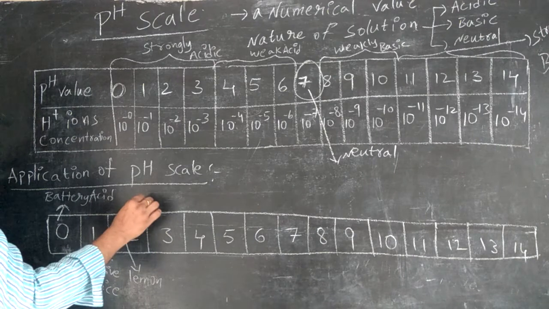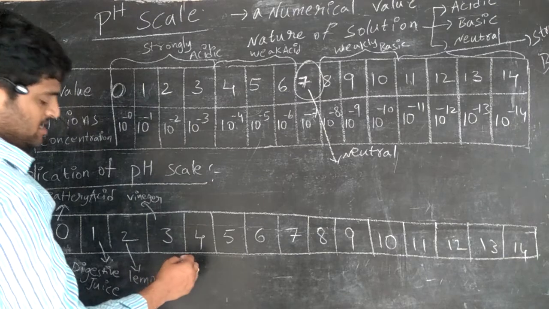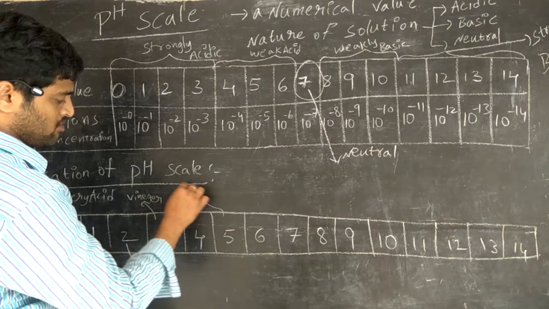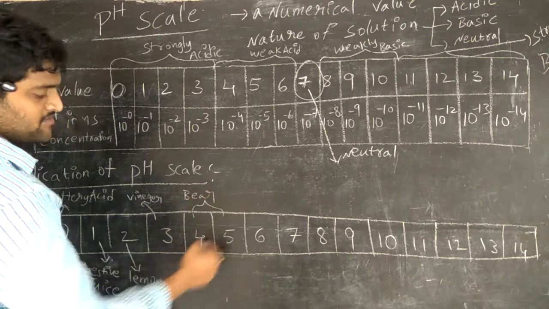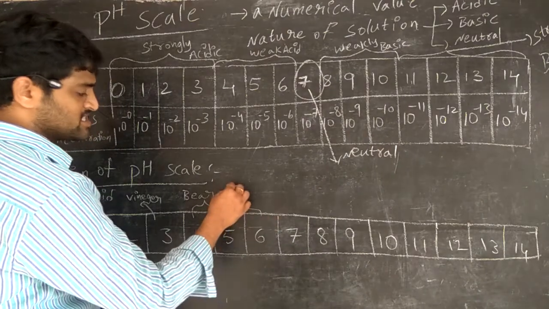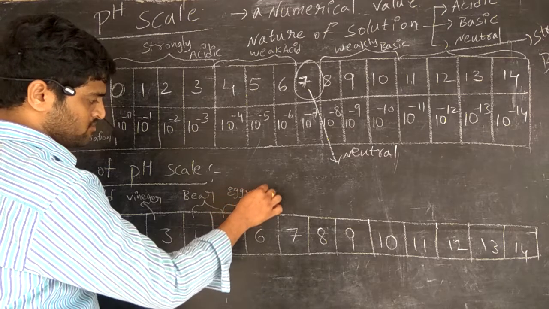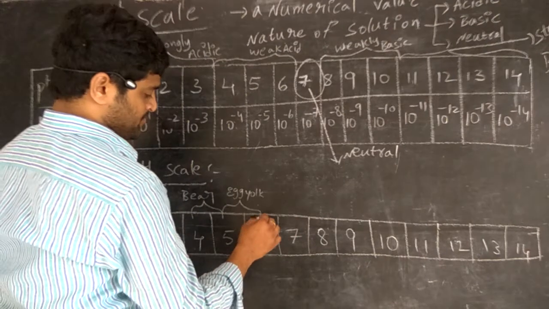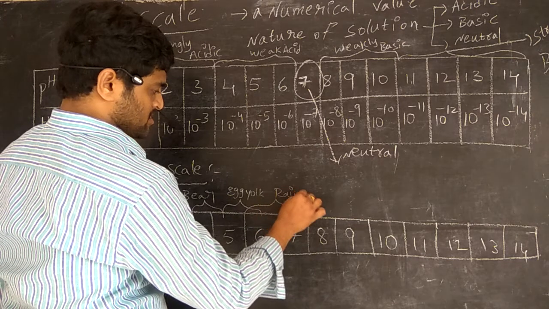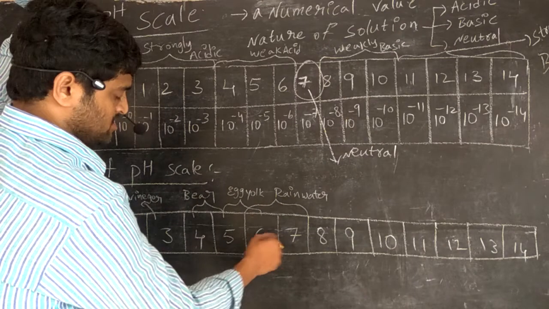The next one is lemon. Vinegar, commonly seen in our kitchens, has a pH value of 3. Beer has a pH value between 4 to 5. Egg yolk, which has a protein membrane, has a pH value between 5 to 6. And rainwater lies between 6 to 7. Rainwater, which is the purest form of water, is between 6 to 7.